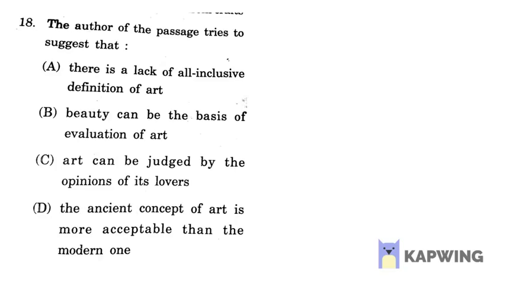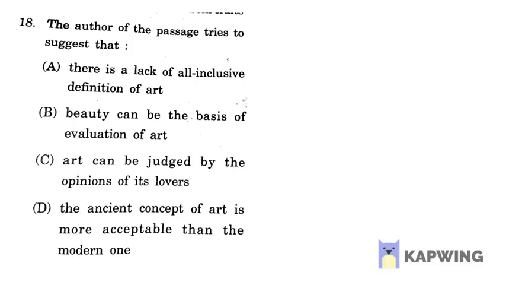Now moving on to the 18th question. The author of the passage tries to suggest that, friends, I am not convinced about the one answer. I want to leave it up to you. I will only go with my answer. I don't think so, but I am quite confident, about 80%, that it will be the answer. Here I have a confusion. Option A is there is a lack of all inclusive definition of art. So that is there. That was the essence of the passage.